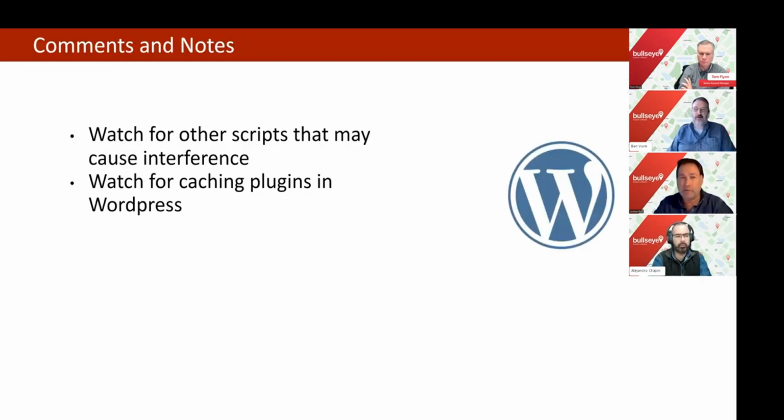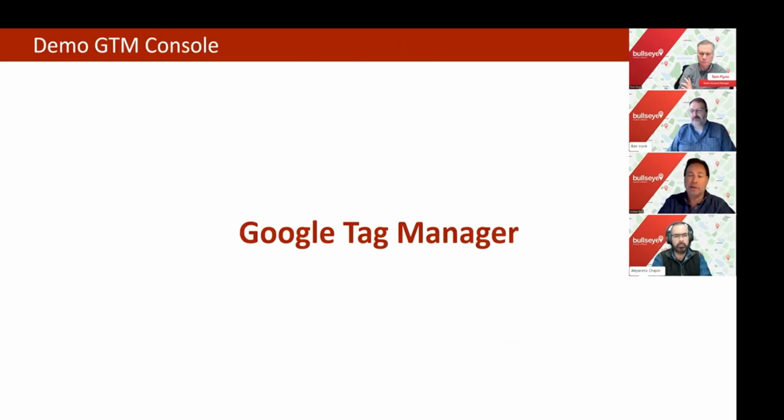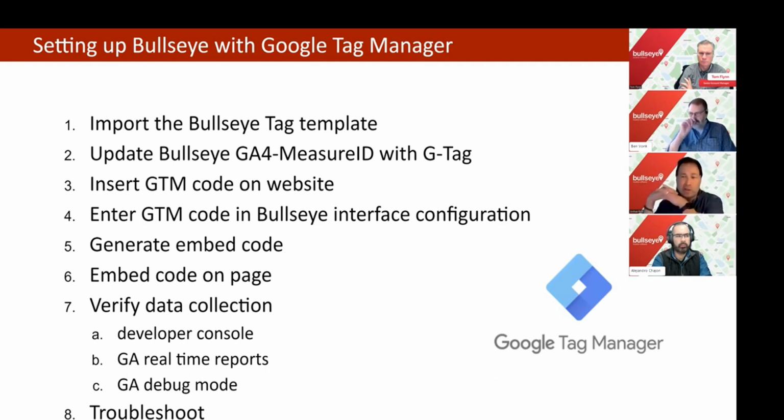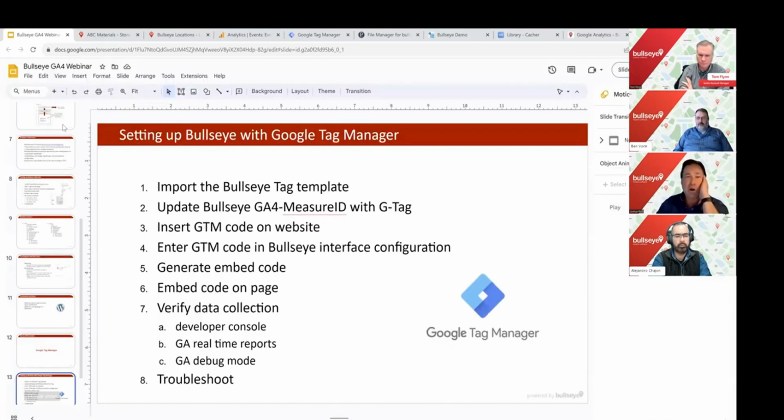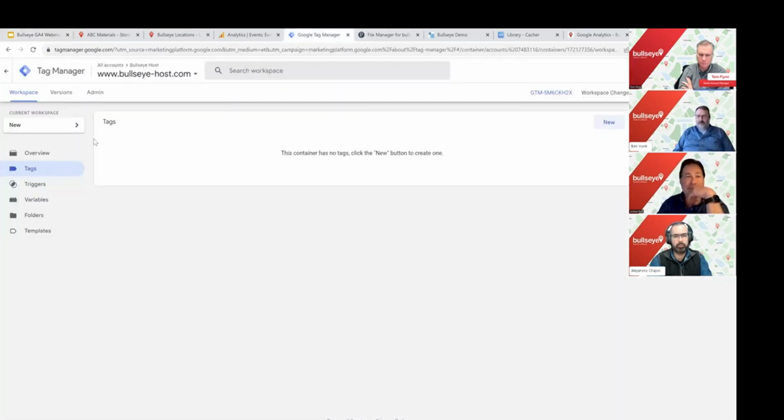All right. Thanks for that. So let's talk about Google Tag Manager. As I mentioned at the beginning of the conversation, the steps are pretty much exactly the same, with two minor exceptions. One is that there's a tag template that you can use to import into the Tag Manager, and then once you've imported that tag template, you just need to update the GA4 measure ID in that tag. So let's go and look at the Tag Manager.